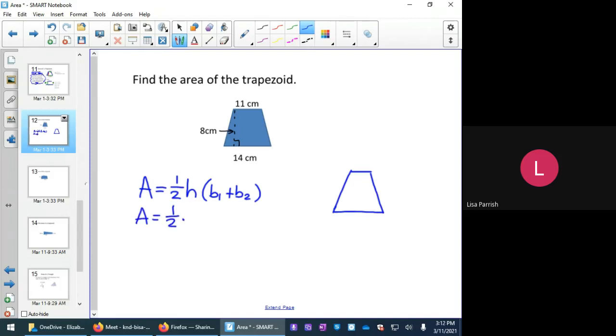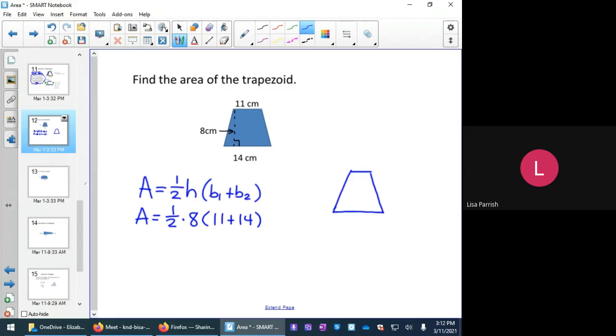So 1/2 times the height. Now, if I look at my example here, my two parallel sides that are running top and bottom on this one are 11 and 14. So those are my bases. My height, remember, it's that line running straight up and tall on the inside. It kind of looks like an H where it's got that right angle little box. So that is an 8. And then my bases are 11 and 14.